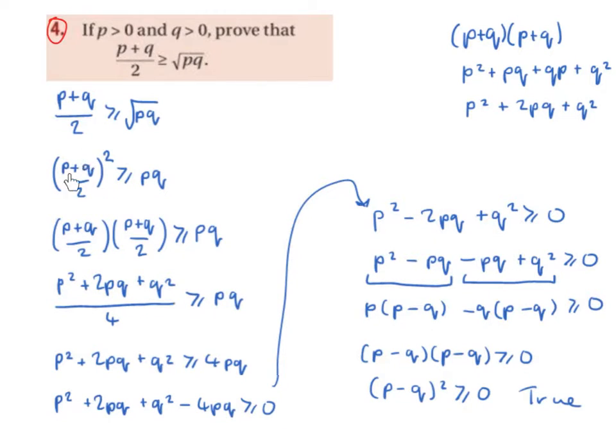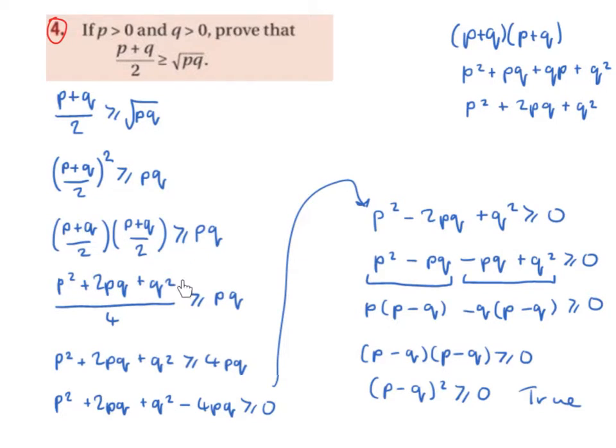So (p plus q over 2) squared is going to be p plus q over 2 multiplied by p plus q over 2. And this is still greater or equal to pq. When we're multiplying fractions, we multiply top by top and bottom by bottom. So p plus q multiplied by p plus q, I'm going to work it out over here as rough work. p by p is p squared, p by q is pq, q by p is pq, and q by q is q squared. pq and another pq give us 2pq. So we end up with p squared plus 2pq plus q squared.